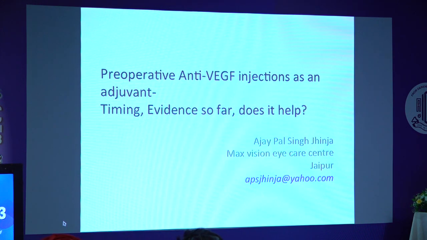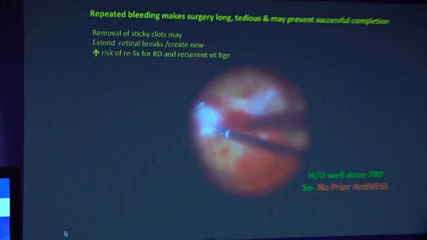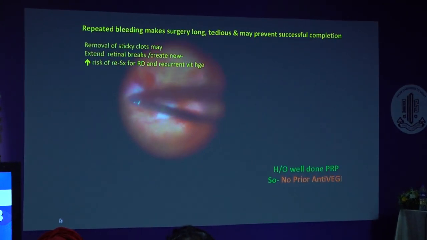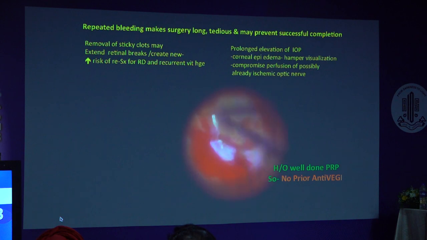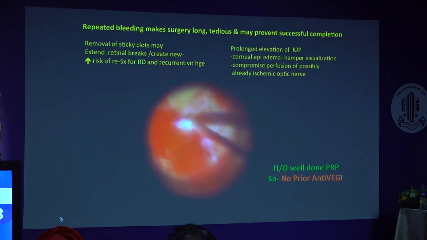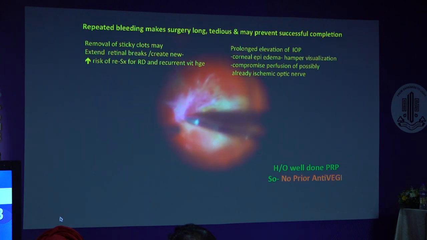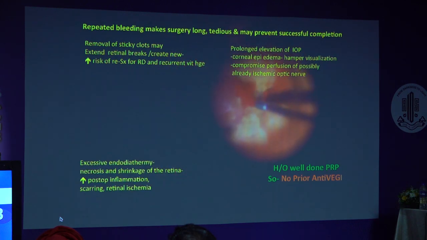Good morning, everyone. So I will be speaking on the role of anti-VEGFs in PDR. Good morning again. So we all know that PPV is the gold standard for management of complications of PDR. However, in many cases, intraoperative hemorrhage may make the surgery long, tedious, and prevent its successful completion. The clots are usually sticky, and their removal may create retinal breaks. Prolonged elevation of IOP may cause corneal edema, and may even compromise the perfusion of possibly already ischemic optic nerves. Excessive endodiathermy may lead to necrosis and shrinkage of the retina.